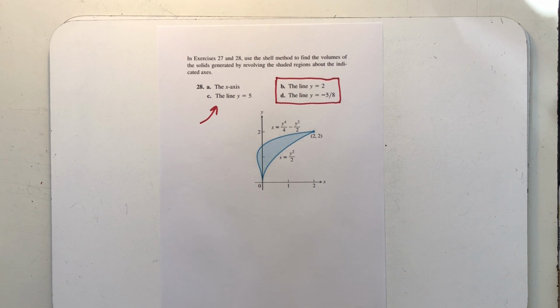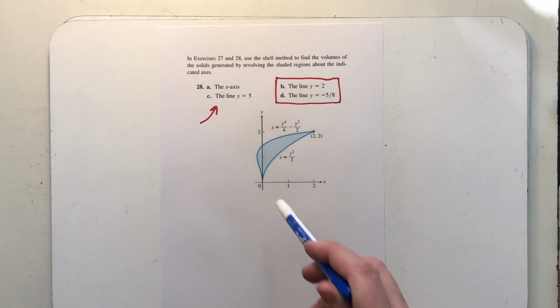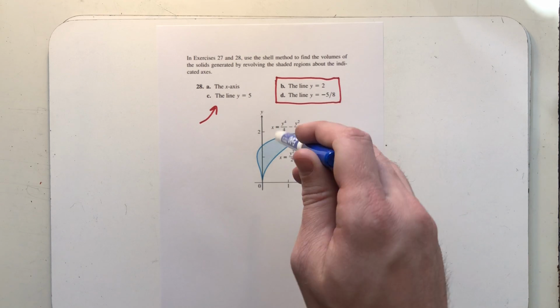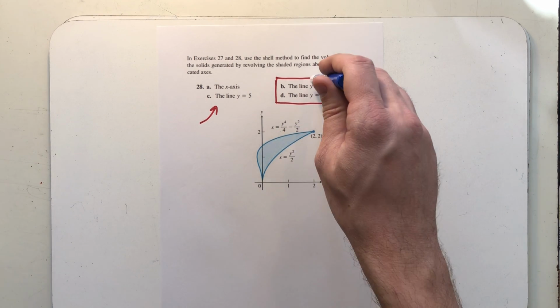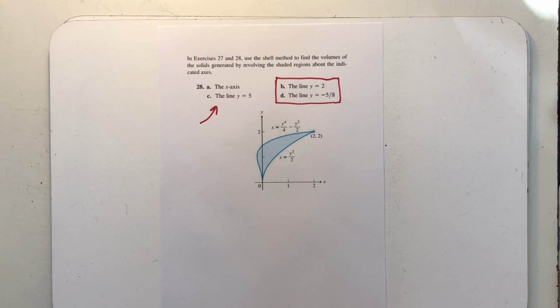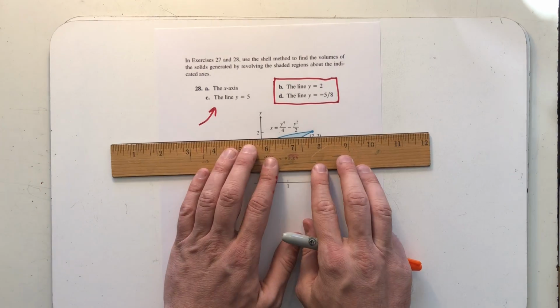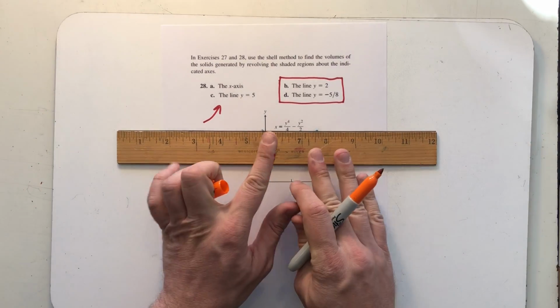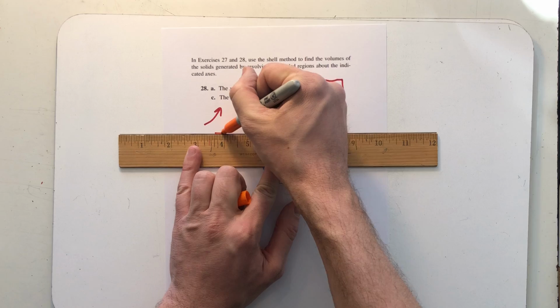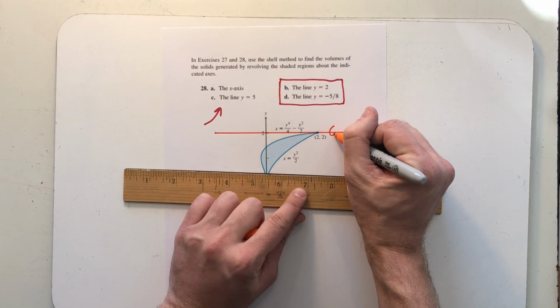But let's go on and get started by finding the volume of the solid formed by revolving this region around the line y equals 2. So we'll get started by thinking about revolving around this line.